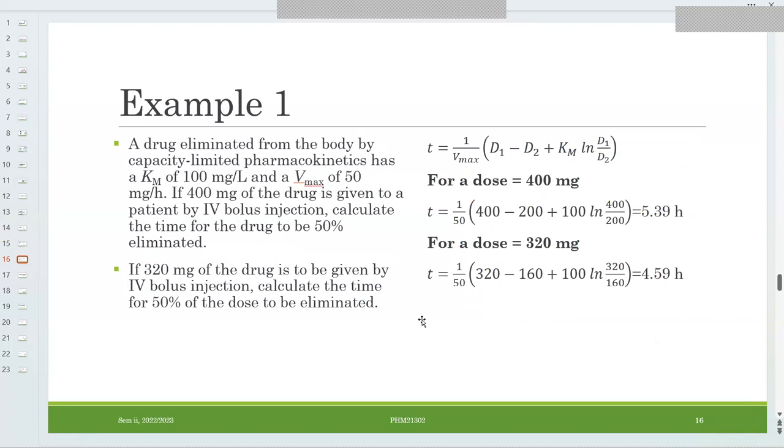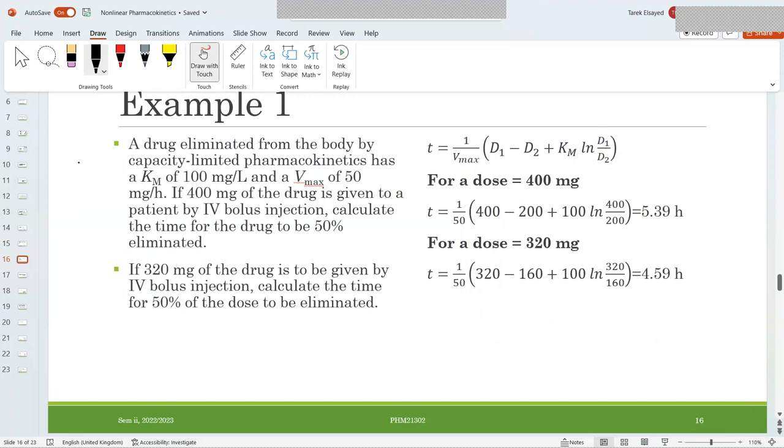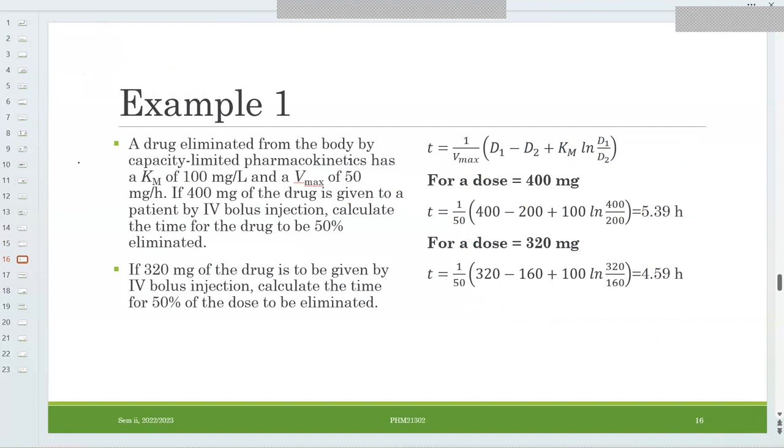Almost done. We just saw examples for calculations. And in the coming lecture, we will see the graphic methods to determine the Vmax and Km. So now we end up with two examples for calculations. The first example is a drug eliminated from the body by capacity limited pharmacokinetics, meaning Michaelis-Menten kinetics. Km is given, Vmax is given. If 400 milligram of the drug is given to a patient by IV bolus injection, calculate the time for the drug to be 50% eliminated, meaning the amount to drop by 50%.